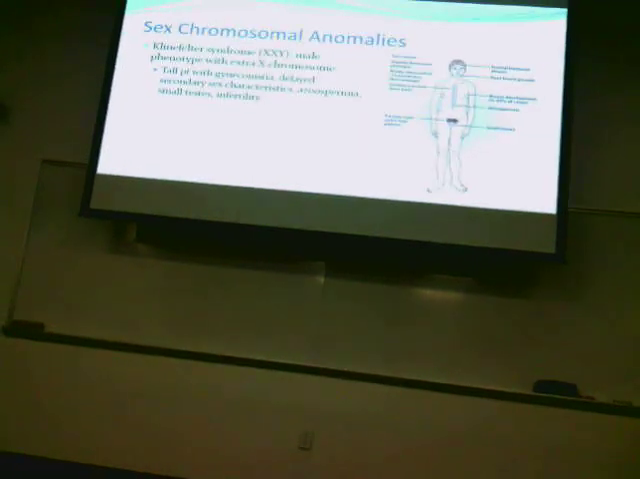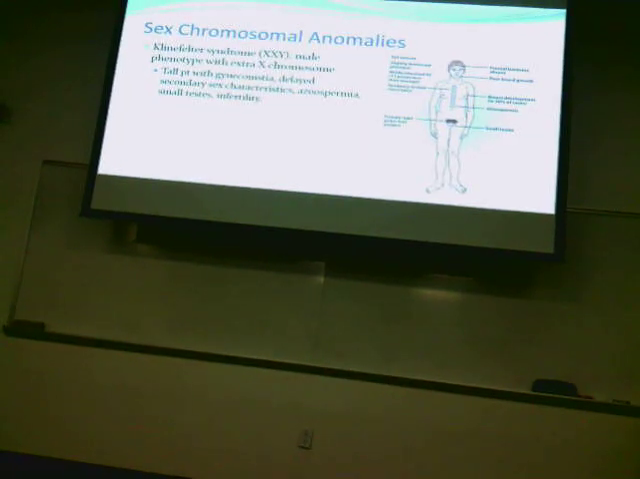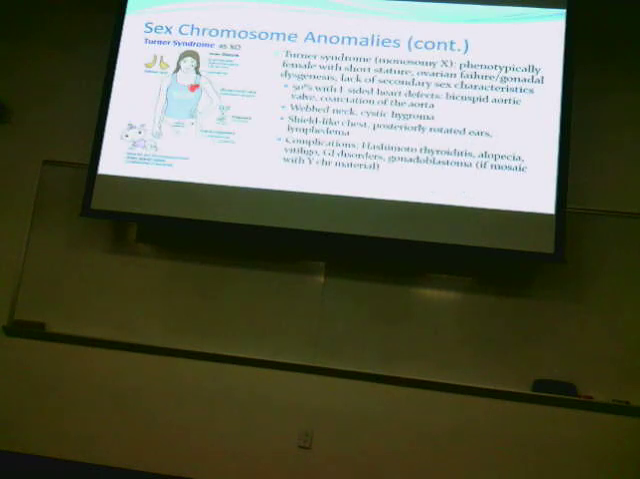Thanks. All right, so sex chromosomal abnormalities. This is going to be Klinefelter syndrome, where males have that extra X chromosome. So you think of it as they have an extra X chromosome, so they have more female features, is kind of how I think about it. So we have a tall patient with gynecomastia, delayed secondary sex characteristics, azoospermia, small testes, and infertility. Some of these may have some mild impairment to their IQ with some intellectual disability as well.